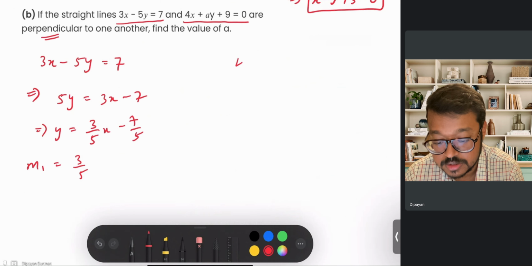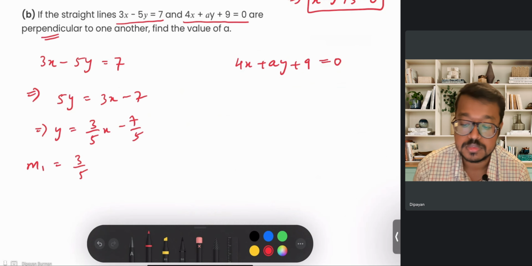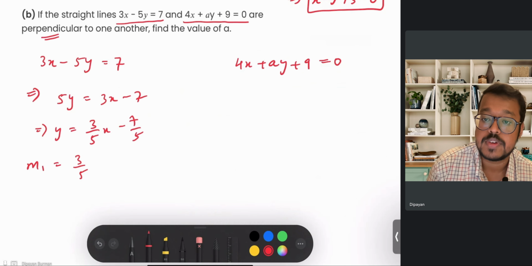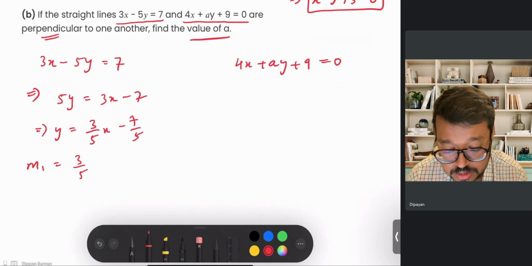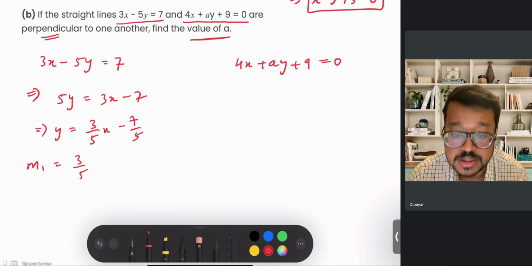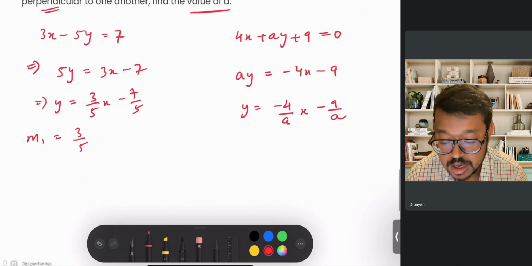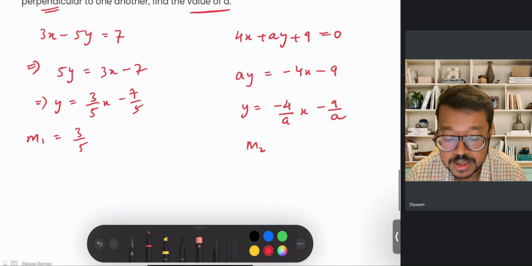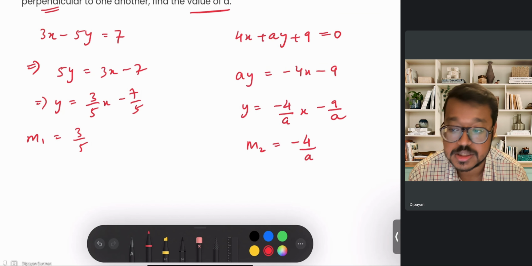And the other equation, 4x plus ay plus 9 equal to 0. We just need to find the value of a. So let's move the other terms to the other side. So ay equals minus 4x minus 9. So y equals minus 4 by a x minus 9 by a. So the slope, if I call it m2 of this line, is minus 4 by a, the coefficient of x.